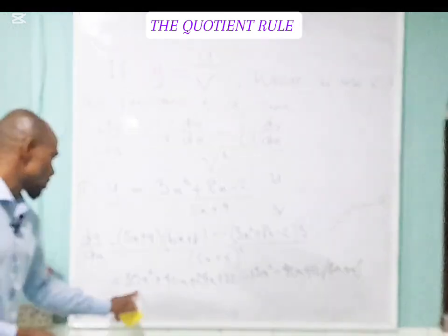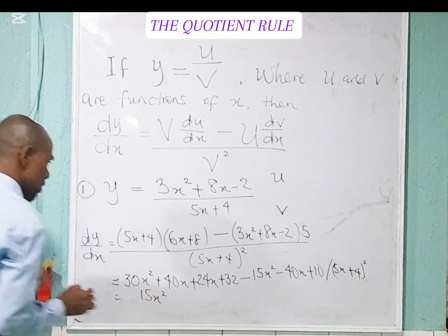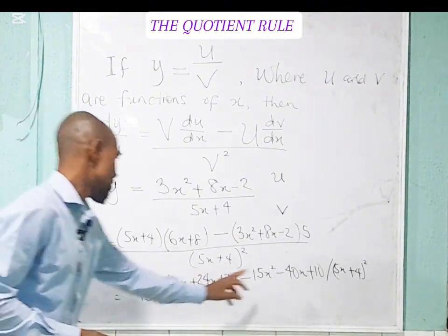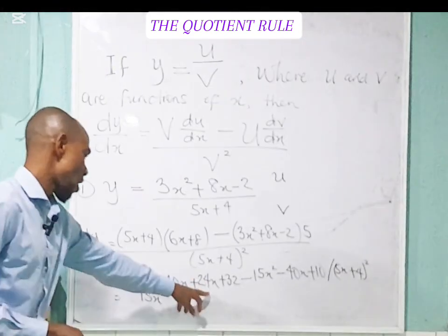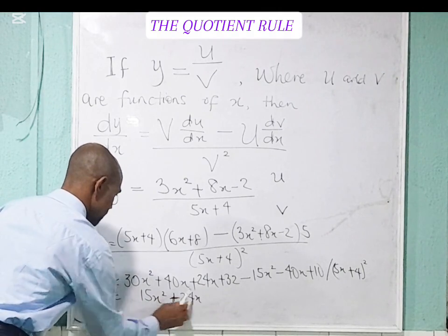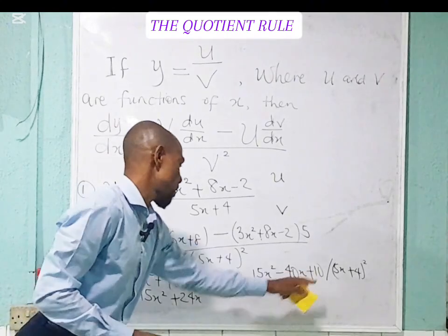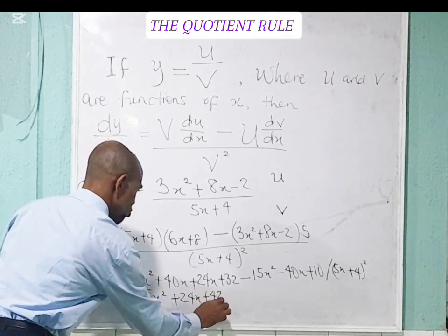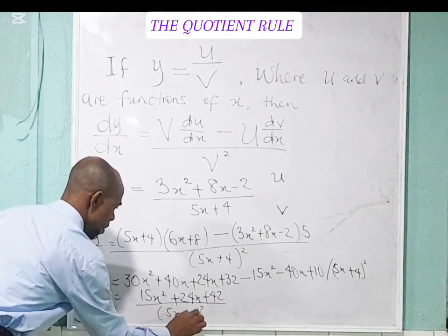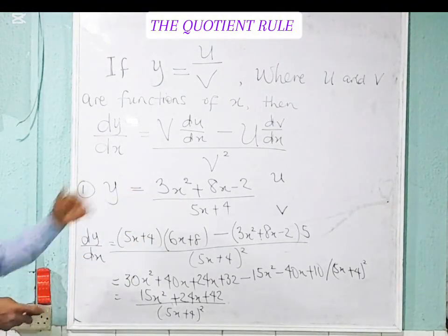So 30x squared minus 15x squared, I will have 15x squared. Now here, 40x minus 40x, that is 0. I'll be left with 24x, and lastly, 32 plus 10, that is 42. Then all over 5x plus 4, all squared. And that is the differentiation by quotient rule of this problem.